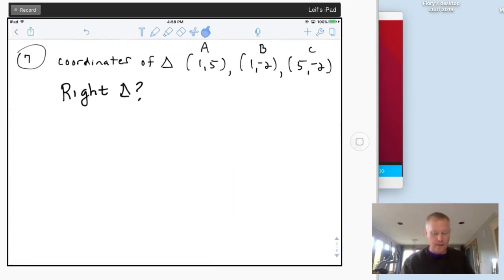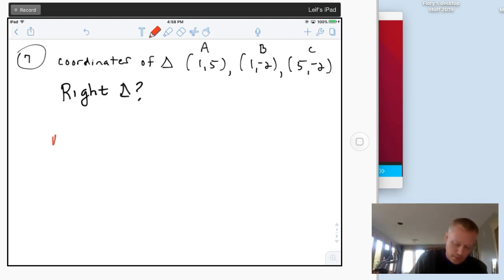This time, they want to know, is it a right triangle? So I need to know the lengths of the sides, and I'm going to plug them into the Pythagorean theorem and see if it's true or not, okay? Remember, the Pythagorean theorem only works for right triangles, and if you get a squared plus b squared equals c squared, then it's a right triangle.